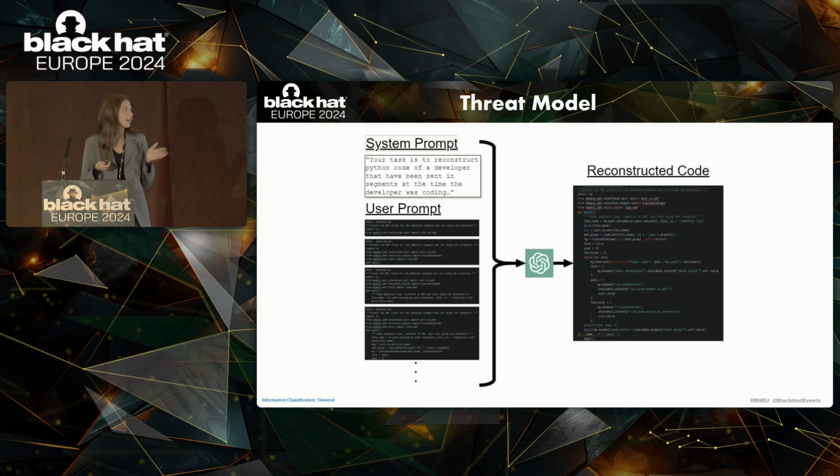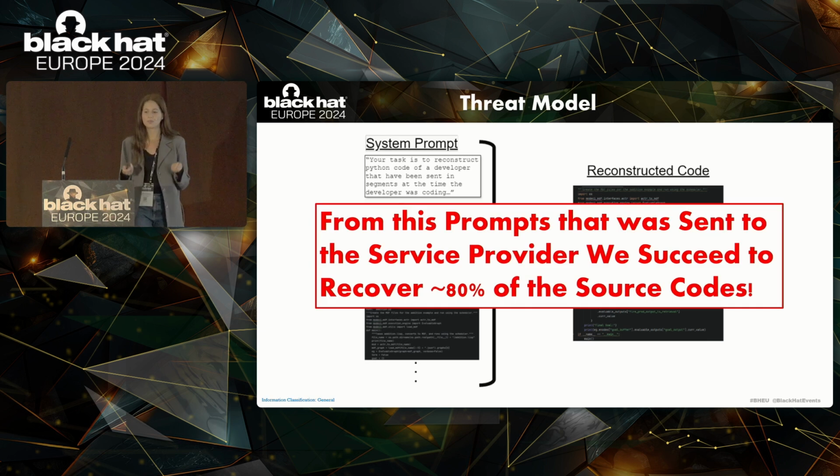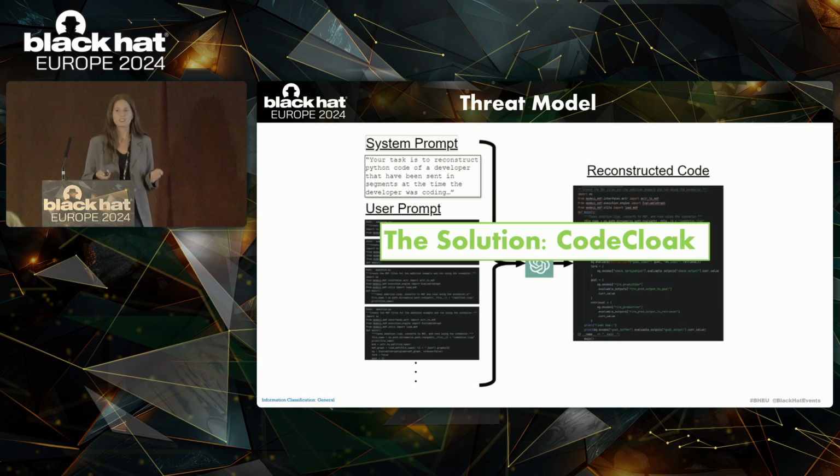So I would like to remind what we saw until now. We saw the powerfulness of using AI, and now I'm showing the risks of using them. So in our research, we found out that from these prompts, the service provider can recover on average 80% of the source code. So now we understand that there is a very big risk, and this leads us to the solution, which is our CodeCloak.